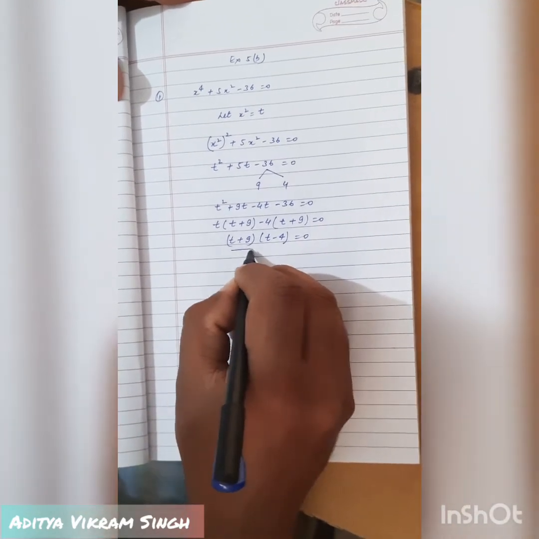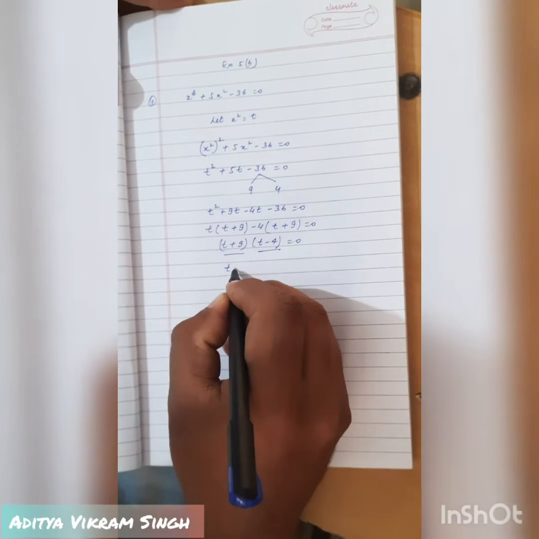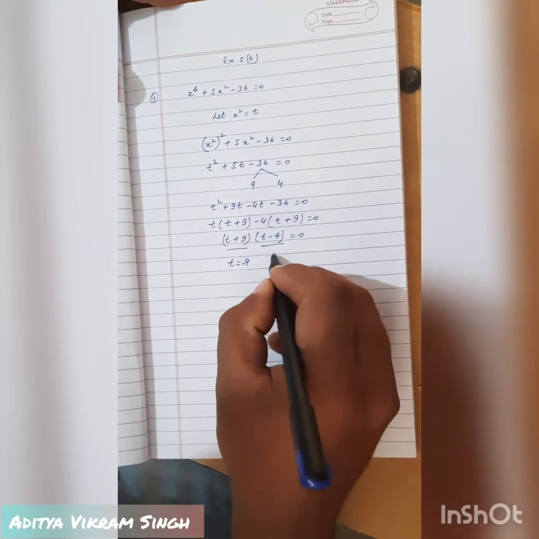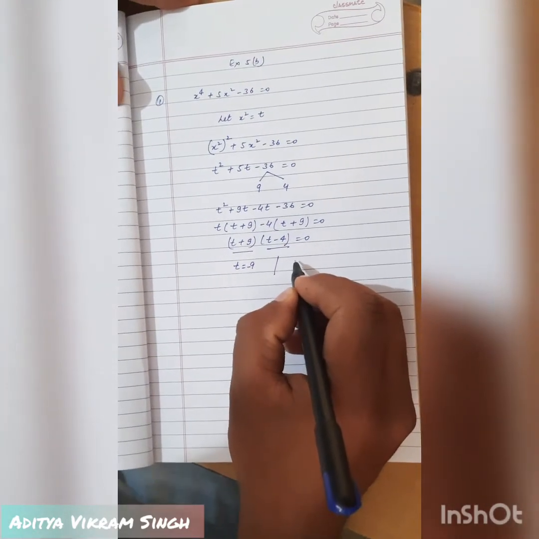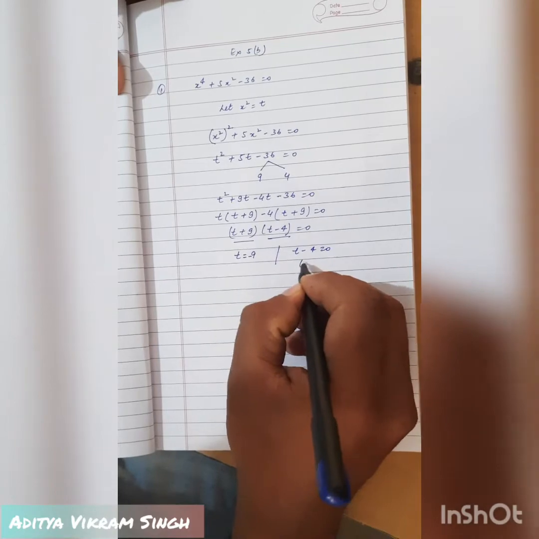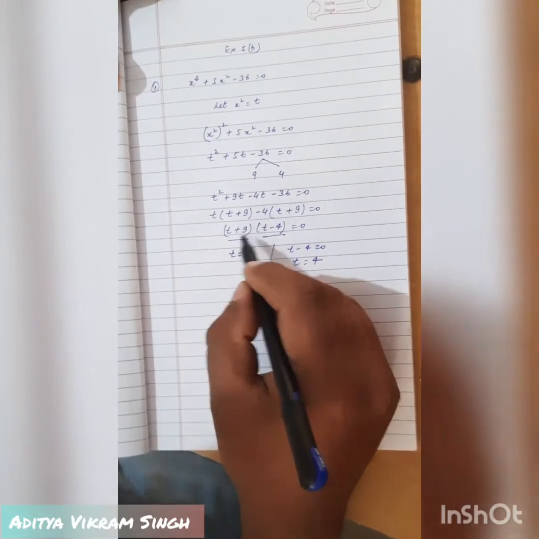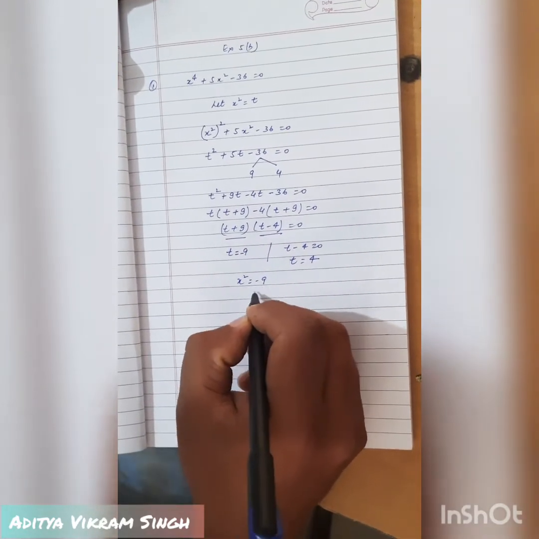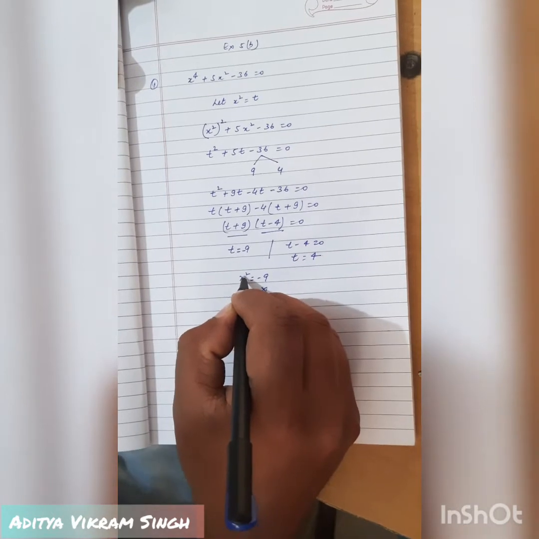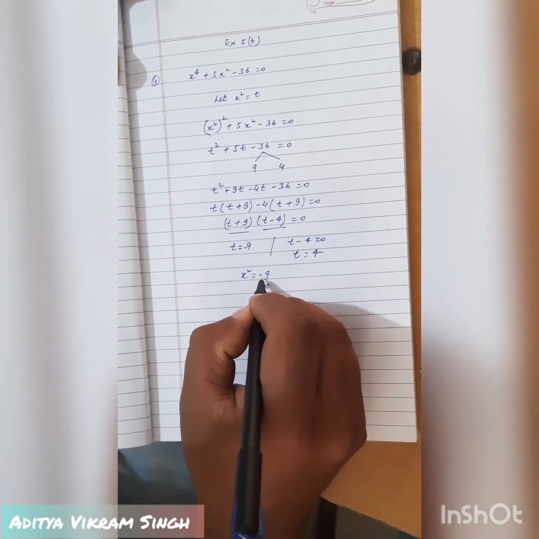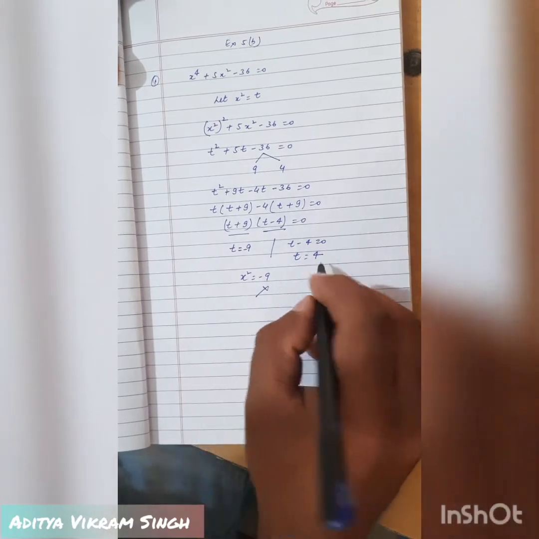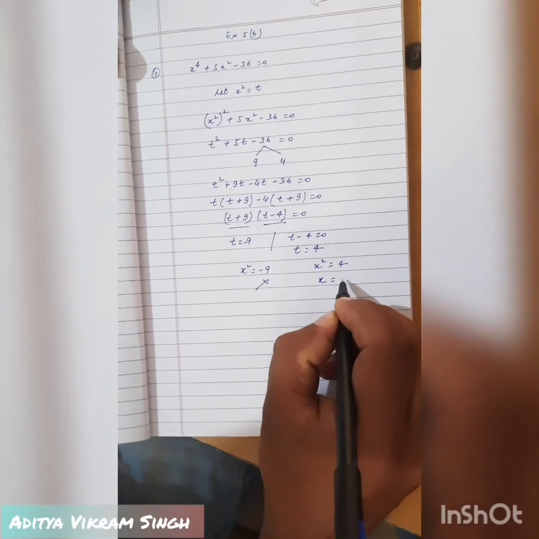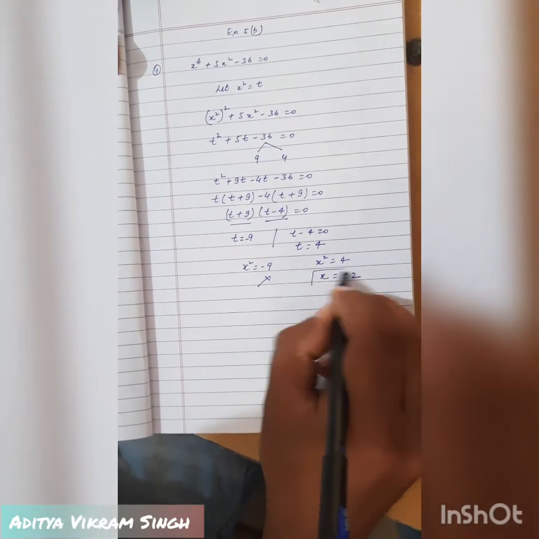So either this quantity is 0 or this quantity is 0. So t plus 9 is 0 gives t is equal to minus 9, and next t minus 4 is equal to 0, this means t is equal to 4. But we know that t is nothing but x square, and x square is equal to minus 9 is not possible, right? Any square term cannot be equal to a negative term. Here x square is equal to 4, so from here we get two values of x, which is plus minus 2. OK, so this is our answer.